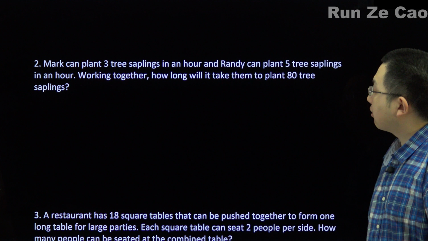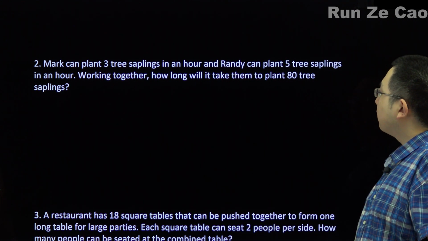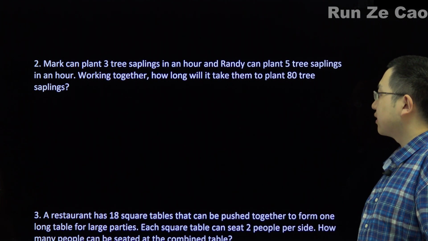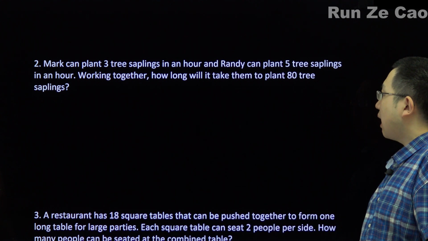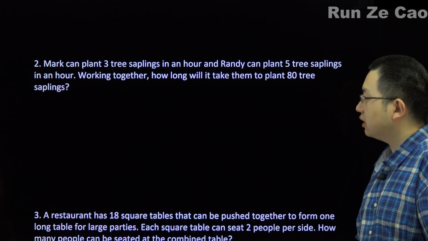Mark can plant 3 tree saplings in an hour, and Randy can plant 5 tree saplings in an hour. Working together, how long will it take them to plant 80 tree saplings?